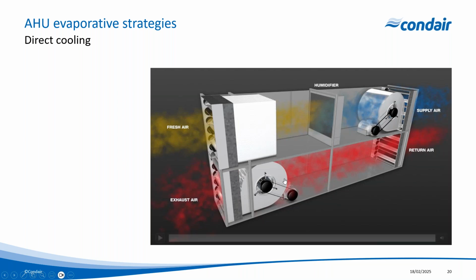Now, key here is that we are going to be supplying that treated air, that cooled and humidified air, directly to the space. So any of that moisture that we're putting in to achieve that cooling is actually going to end up in the space as well. Now, there are ways to take advantage of the adiabatic cooling effect without adding moisture to the supply air stream, and we'll touch on that later when we talk about indirect evaporative cooling strategies.